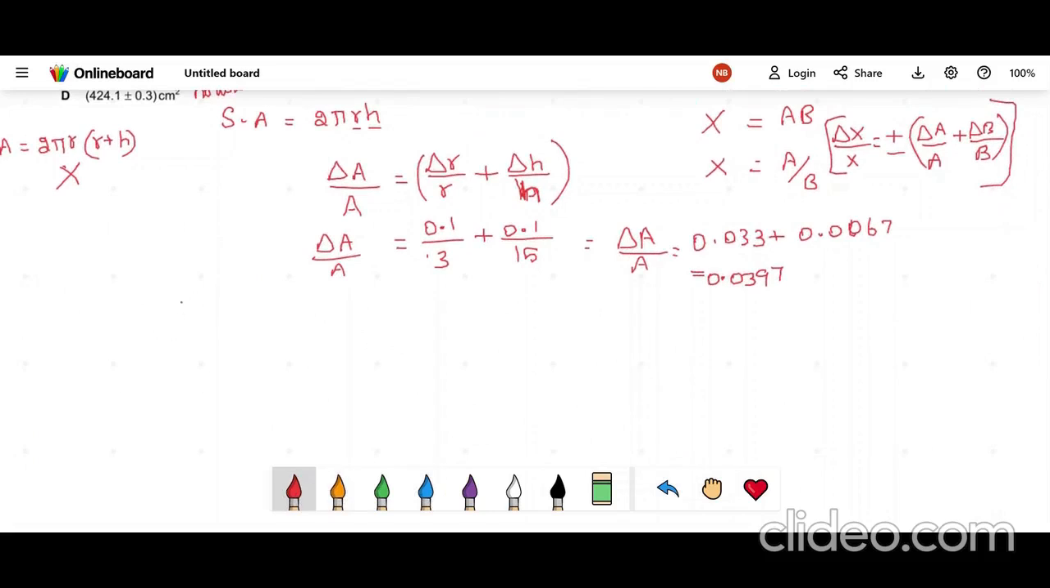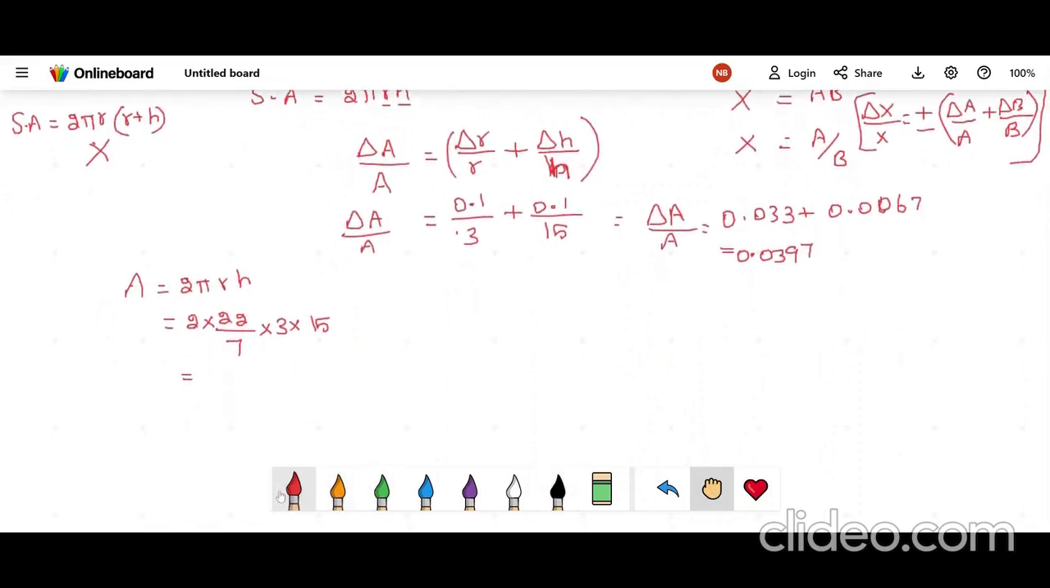Okay, this is delta A by A, but we need delta A alone. So how will you calculate delta A? You need to find out A, 2 pi rh. So 2 into 22 by 7, r value given as 3, and h value has been given as 15, and then you will get the answer 282. If you just use the calculator, because AS level can use the calculator, right? So 282.7 centimeter squared will be the value of A.